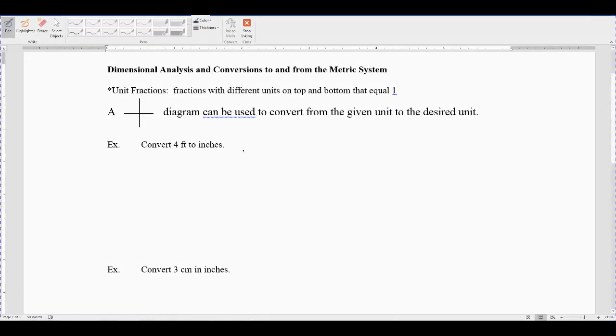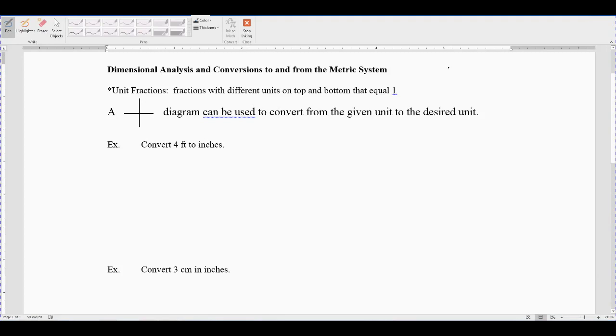Dimensional analysis. This is used mainly for conversions. And what we're going to do, we're going to use unit fractions to help us. And then I may show you a different way to do it also. So just be aware. Unit fractions, they're fractions that actually equal 1, but their units are different.